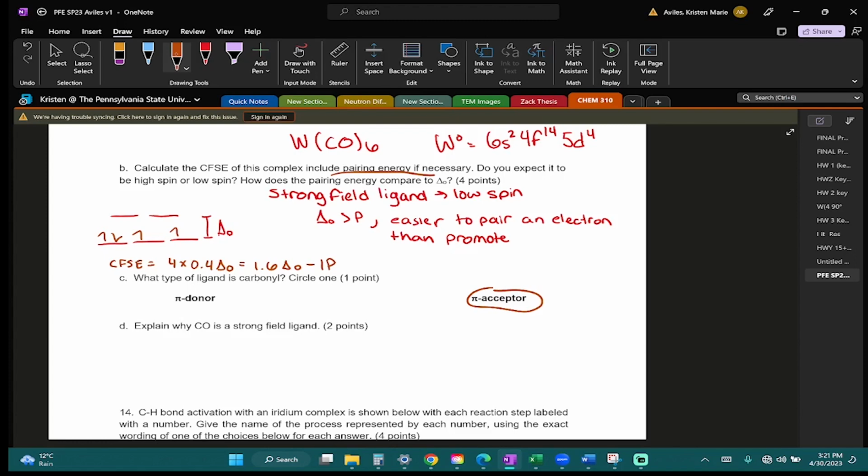Everything is a sigma donor. That's why sigma donor is not listed here, because it would have also been the answer. Everything is a sigma donor. But carbonyl and cyanide are pi acceptors as well. Yes. What's an example of a sigma donor? Chlorine or halogens.